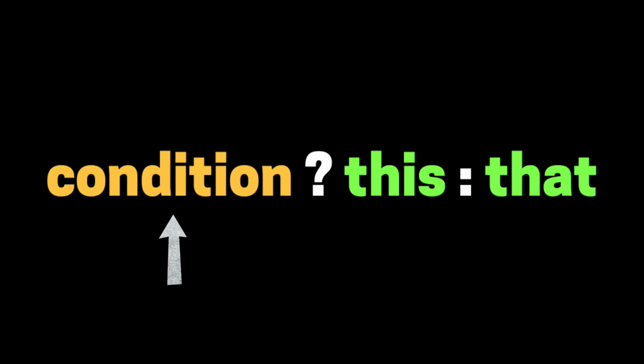Here's where we specify the condition. This could be something like A greater than B. The condition is followed by a question mark, then the code block that will run if the condition is true. This is followed by a colon, and then the block to run if the condition is not true.